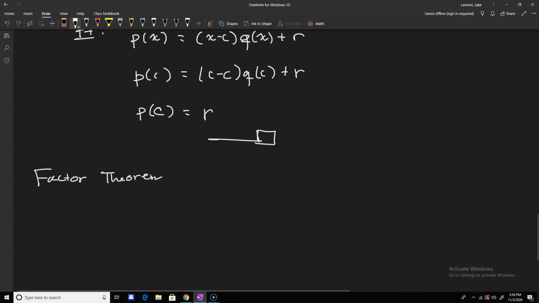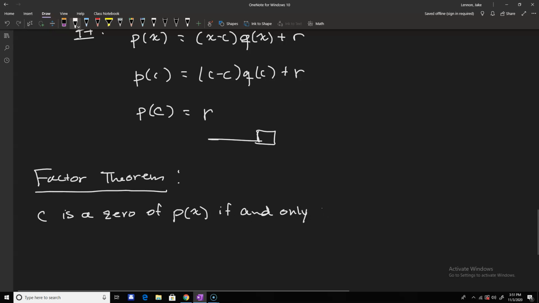So again, you don't really need to know the proofs of any of these things. You just need to know how to apply them. But basically c is a 0 of p of x if and only if x minus c is a factor of p of x.